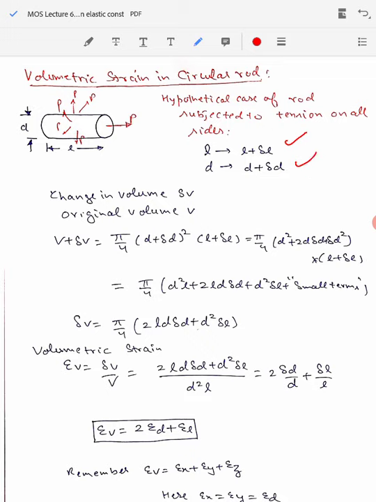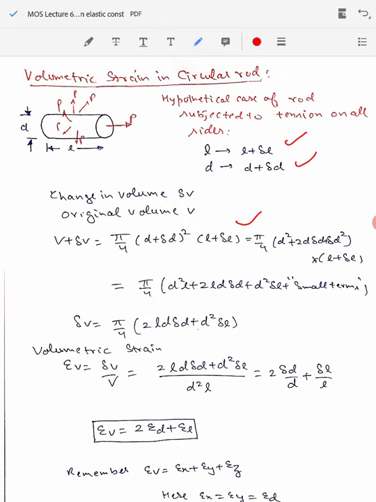Now the change in volume can be calculated by finding the final volume. If the change in volume is delta V and the original volume is V, the final volume will be pi by 4, the final diameter, which is d plus delta d whole square, multiplied by the final length, that is L plus delta L.